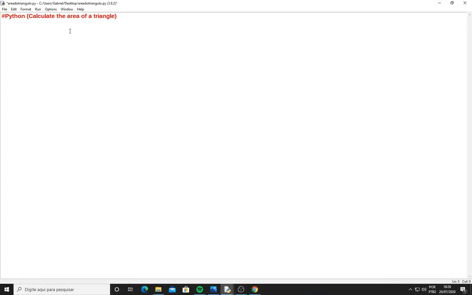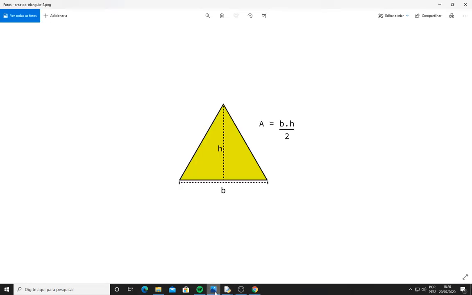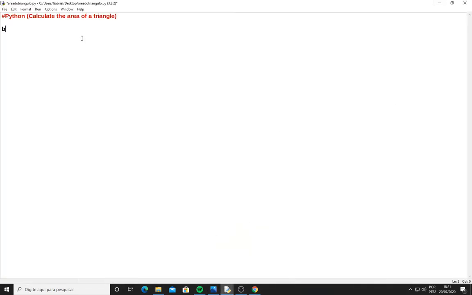First of all, what I have to do is declare a variable, and this variable will need an input from the user. If I look at the formula, I have the base, b, so I can declare b here. This b must be a float, because sometimes we have float numbers, not integers. To work well with numbers, we have to convert this string to a float.